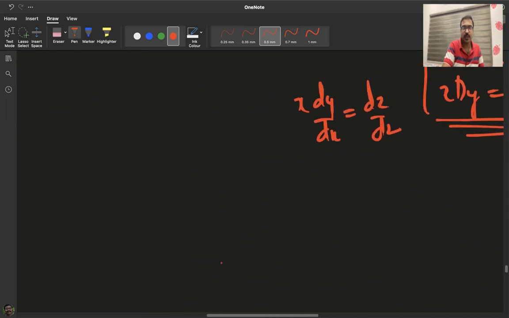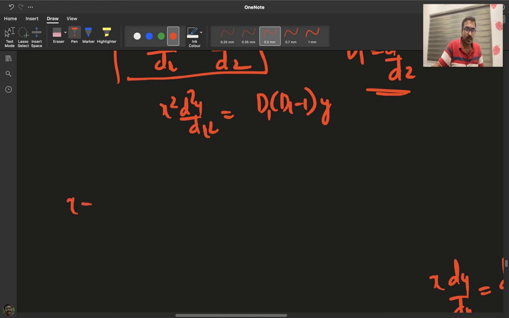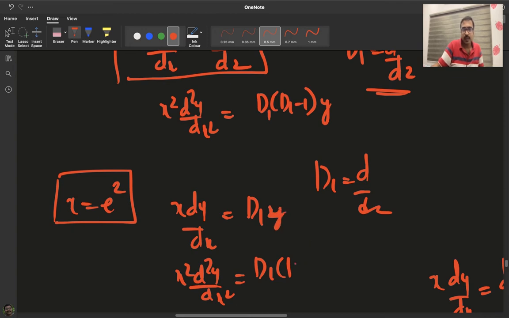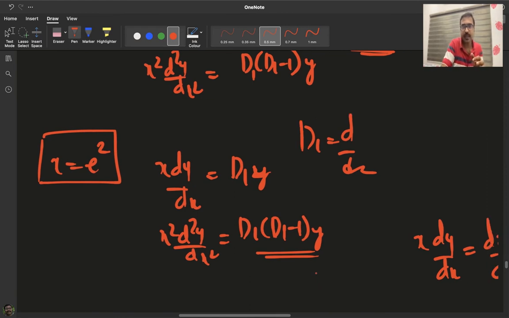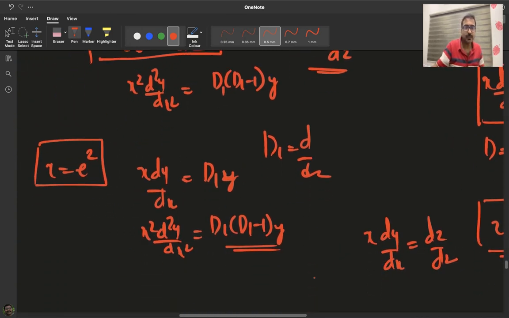For examination purposes, you need to remember just two things. If the substitution is x equal to e raised to z, then x dy by dx converts to D1 of y, where D1 is d by dz. Similarly, x square d square y by dx square converts to D1 into D1 minus 1 of y. That is what you write in the examination. I showed this to illustrate how the results come; you need to remember only these two identities, and with them you can convert the entire equation.